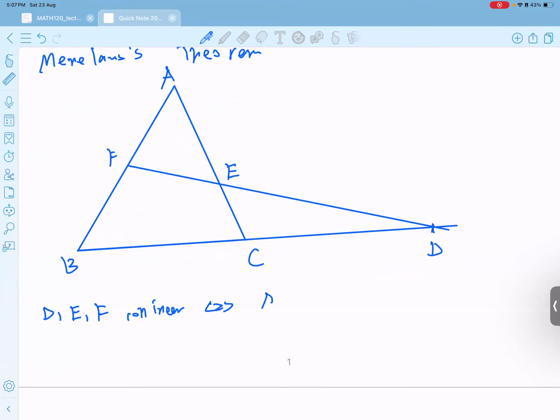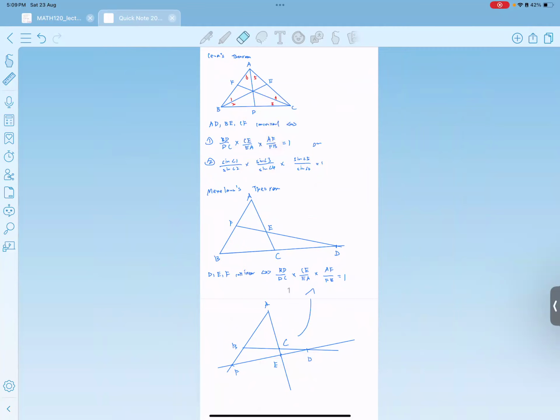These things are very fundamental, and the proof of Menelaus theorem is not really worth mentioning, but in essence, it's very similar to Ceva's. You can construct similar triangles with the perpendiculars, and it'll work. I'll leave you that as an excellent exercise.